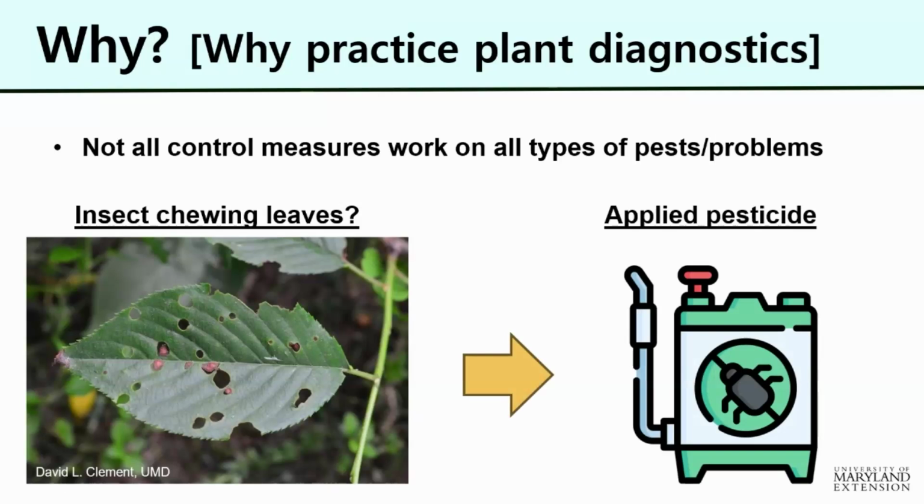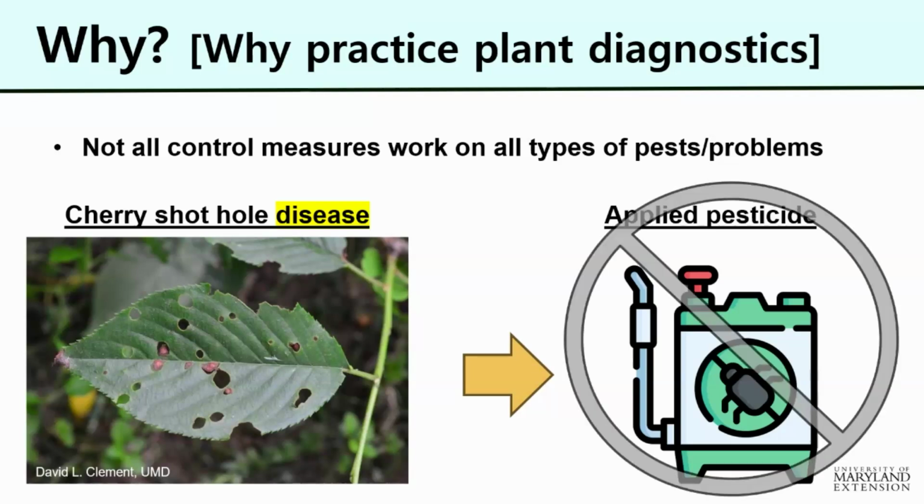Well, if they gathered more information, went through the plant diagnostic process, as we'll learn today, they would have found out that these holes were not created by an insect or a pest. It was actually created by a disease called cherry shot hole disease, fairly common for our cherry trees. And so this pesticide is not going to help mitigate the disease that we have on our plant. So we could continue to see these symptoms of holes in the leaves.